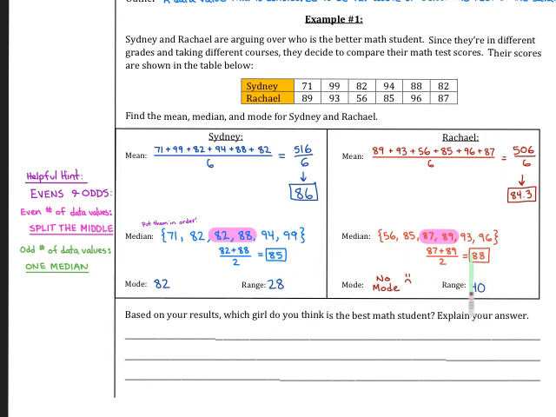So why does that happen? How can two measures of central tendency give different results? Like the mean is saying that Sydney's better, but the median is saying that Rachel's better. All right, well, hopefully you notice this guy right here. This is an outlier. Rachel had a bad day on test day, one of these 6 tests, and she got a 56. If you take out that 56 and you look at all of the other values, the other 5 values, they're all in the 80s. They're all above 85. These are really good scores here. That 56 is an outlier, and it dragged her average down.